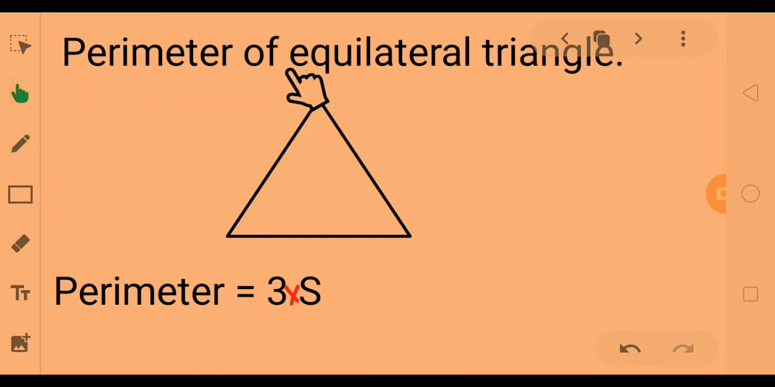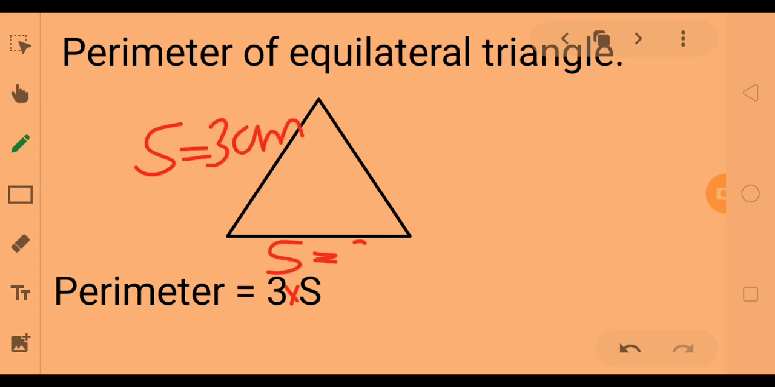Next one is perimeter of an equilateral triangle. An equilateral triangle is also a regular shape, which means all the sides will be of the same measure. Suppose the side is 3 centimeter, the remaining two sides also will be 3 centimeter.